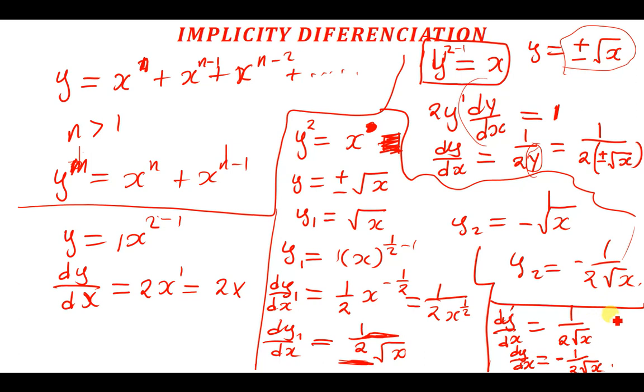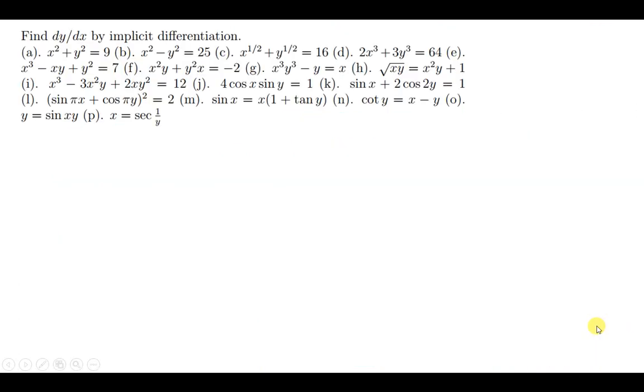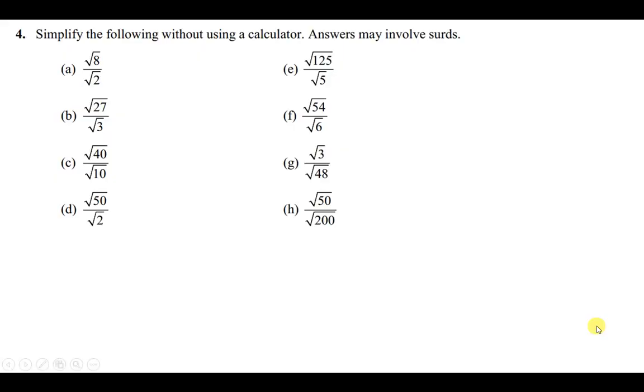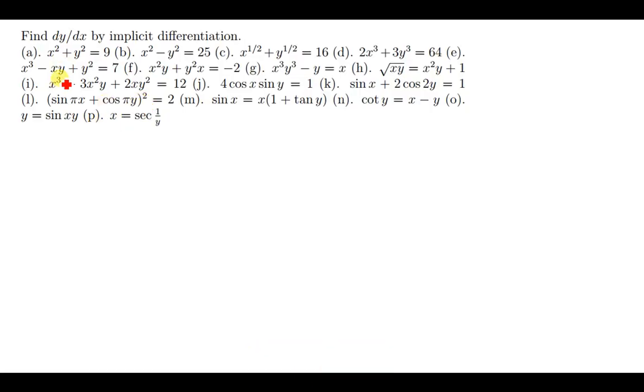So let's quickly move on to practical questions. Let's look at some questions in the book. The question is: find dy/dx by implicit differentiation. How do you find this dy/dx using implicit differentiation? The first question, a, is x squared plus y squared is equal to 9.